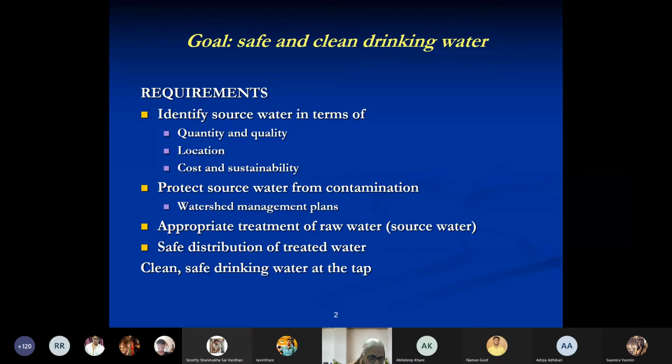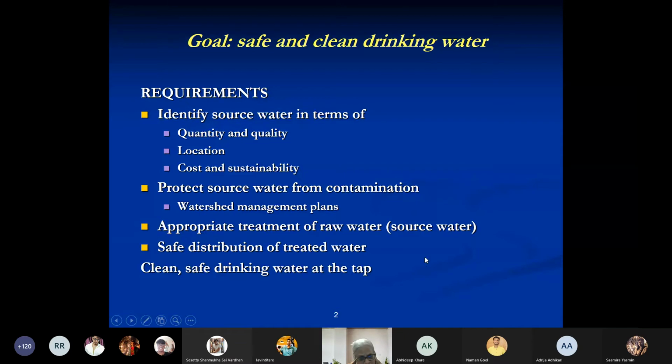So, you have to think about the identification. First thing you need to do is identify the source water. Now, it's not enough to identify the source water for your current needs. You want to look at 10 years from now, 20 years from now, whatever is the design period of your system. It can be as much as 50 years or even longer. So, you need to identify your source water.